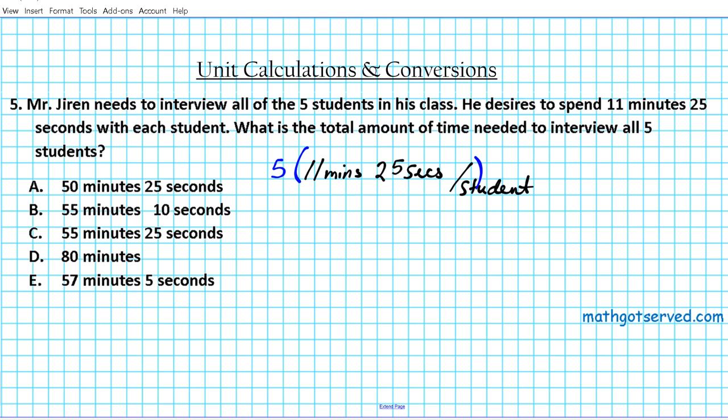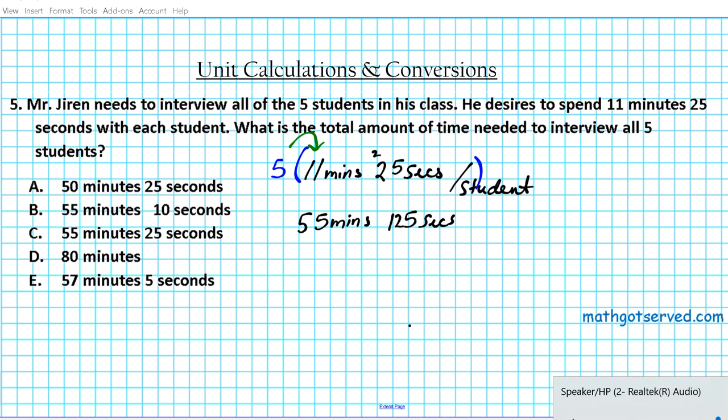So if we carry out the multiplication, remember we're not allowed to use a calculator for this test, so we just have to do it by hand. So multiply the minutes by 5, that'll give us 55 minutes. And then we'll multiply the seconds by 5. So 5 times 5 is 25, carry 2. 5 times 2 is 10, and then you add a 2 there, and you're going to have 125 seconds.